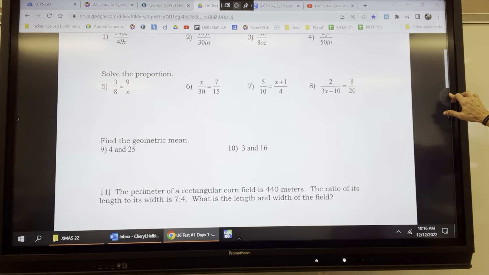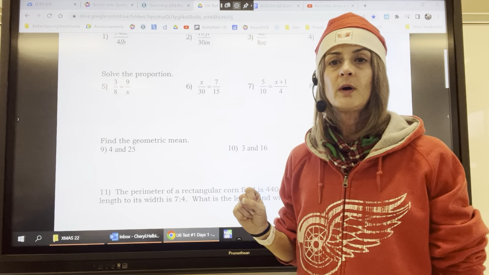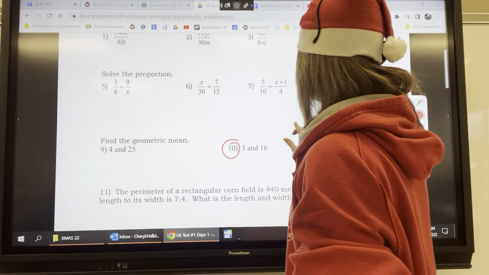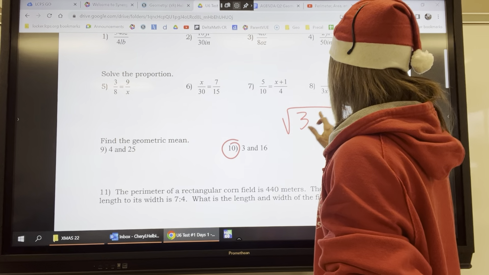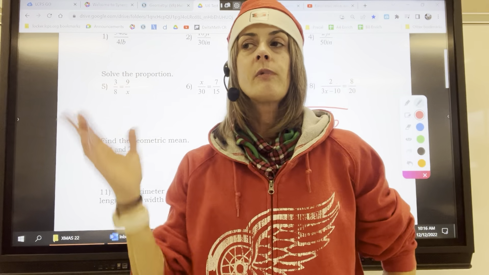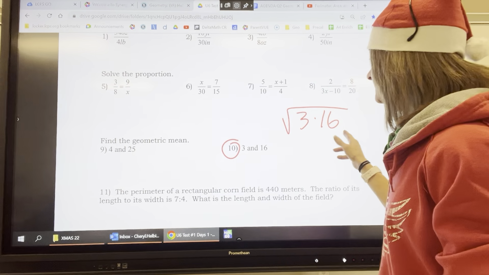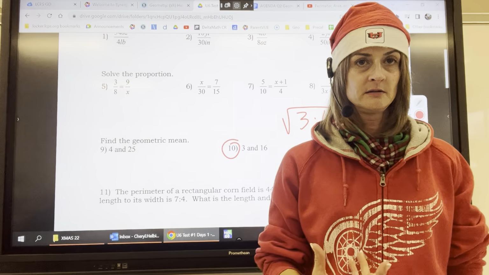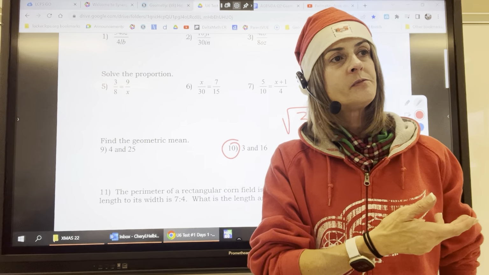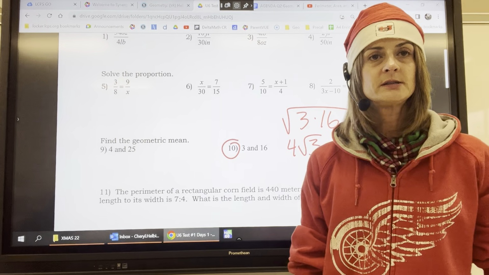Geometric mean. I believe that I did the geometric mean number 9 already, so I'm going to do number 10. 3 and 16. The square root of 3 times 16. Now, I could multiply 3 times 16, perfectly fine if you did that already. However, I know that 16 is a perfect square, so I'm just going to take that out. What's the square root of 16? 4. Done. There's your answer.